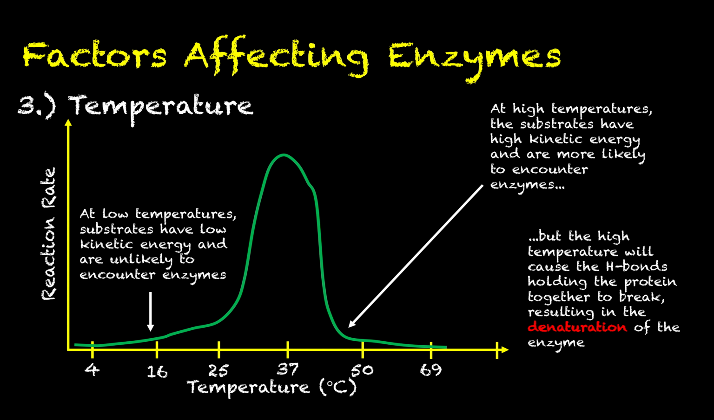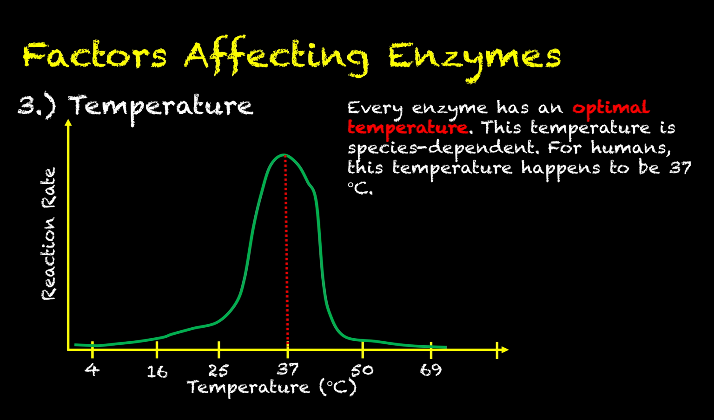But the problem here is that at these high temperatures, you're going to break the hydrogen bonds that are holding the protein together, and this results in what we call the denaturation of the enzyme. Denaturation occurs when a protein completely loses its three-dimensional shape, and you're going to see in the future that when a protein loses its shape, it's not very useful anymore. It totally loses its function.